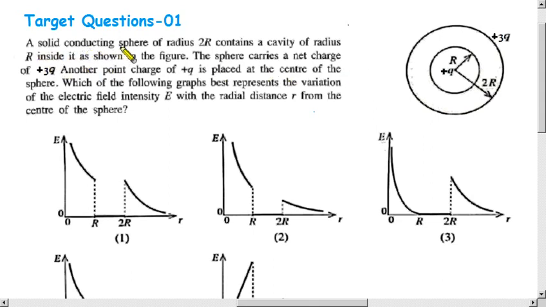A solid conducting sphere of radius 2r contains a cavity of radius r inside it as shown in the figure. The sphere carries a net charge of positive 3q. Another point charge of positive q is placed at the center of the sphere. Which of the following graphs best represents the variation of the electric field intensity E with the radial distance r from the center of the sphere?